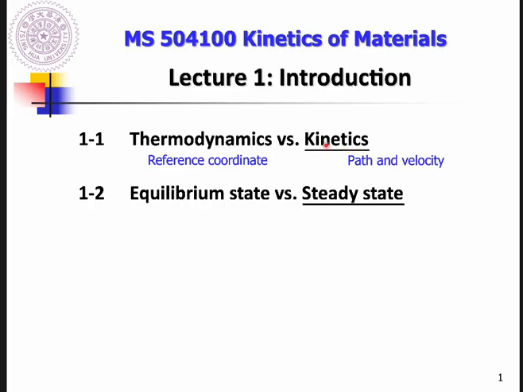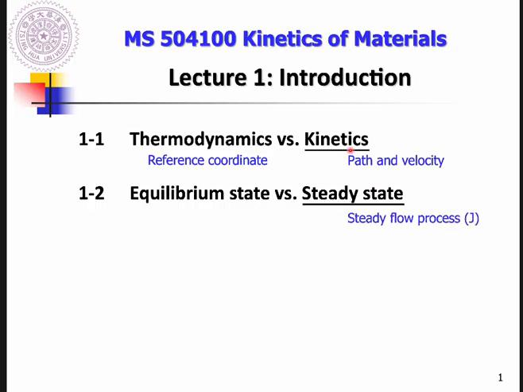Kinetics depends on the path you choose. So we care about which path you choose based on your starting and ending point, and it will have a corresponding velocity to get from the start point to the end point. This is what we call kinetics.